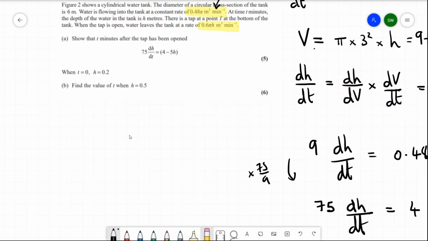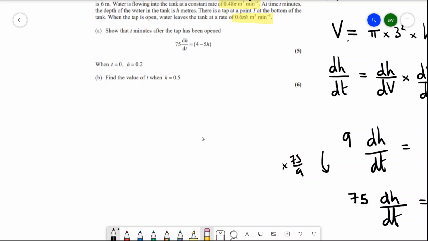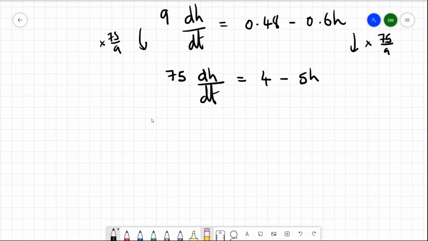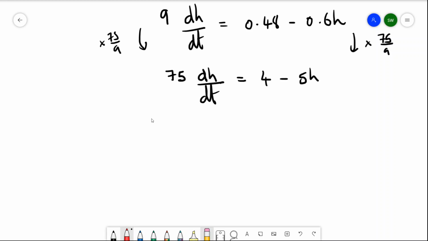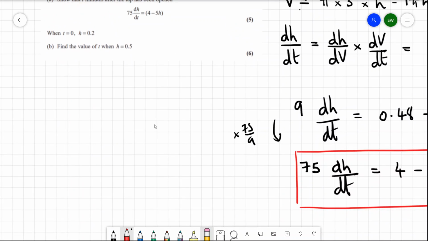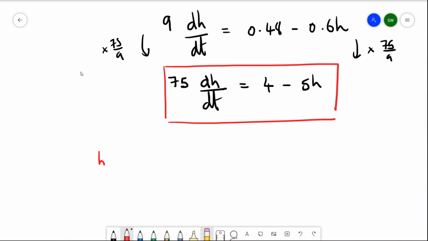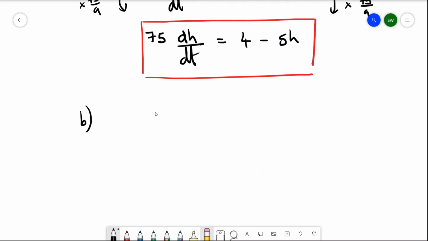So then for part B we need to find the particular solution. So we're told when t equals 0, h equals 0.2. And we're asked to find the value of t when h equals 0.5. So from part A we've got this differential equation. So we need to solve this differential equation to find an expression for h in terms of t, and then we'll be able to solve part B. So now we're going to solve the differential equation using the method of separating the variables.